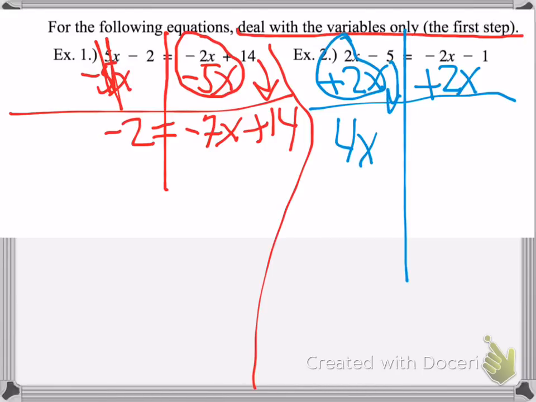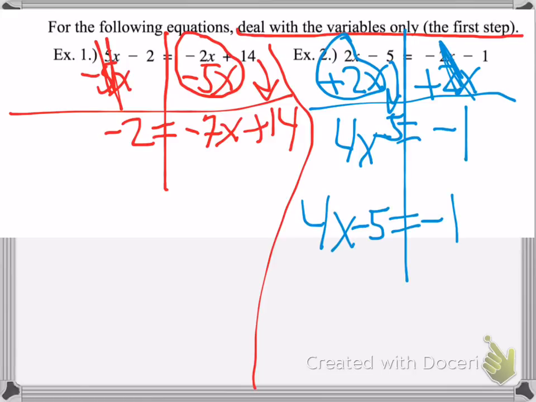And then we still have this minus 5. On the right side, I've got negative 2x plus 2x. Those cancel, and we're left with this negative 1. I'm going to rewrite that nicer. 4x minus 5 equals negative 1.